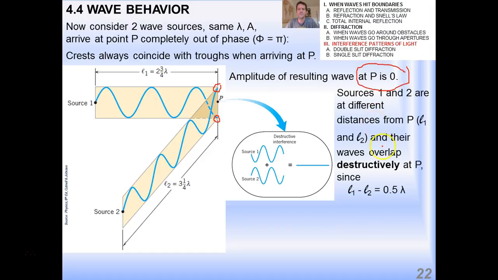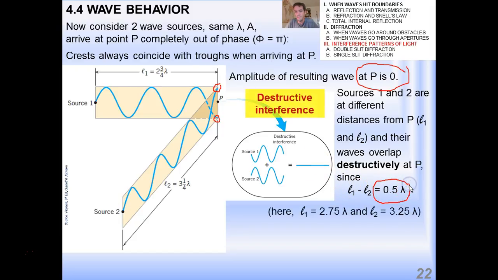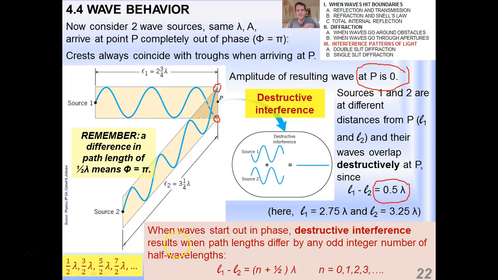Now, sources 1 and 2 are at different distances from P, and their waves are overlapping destructively, since it turns out that the path length difference, L1 minus L2, is a half a wavelength, okay? Here, in this case, it's 2.75 and 3.25, right? Now, generally speaking, and this is a little more complicated than the case of constructive interference, when waves start out in phase, destructive interference results when the path lengths differ by any odd integer number of half wavelengths. And I want to show you an example of what I mean.